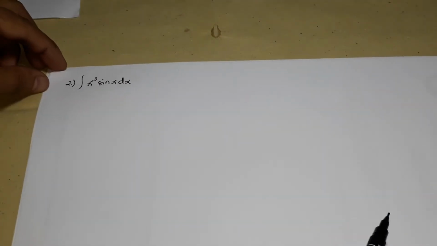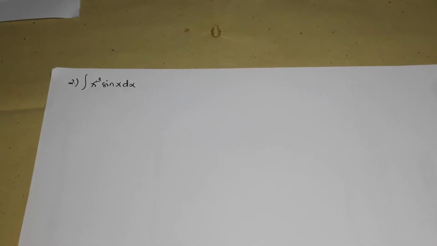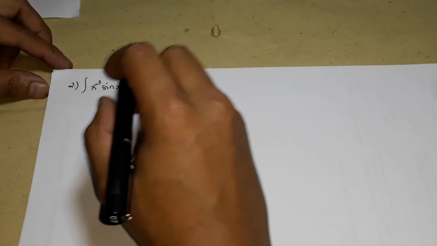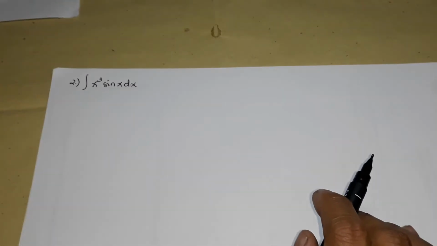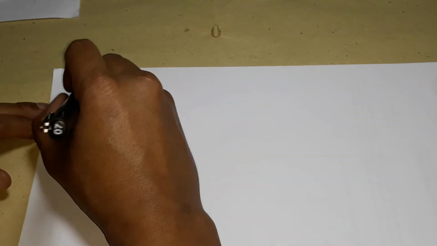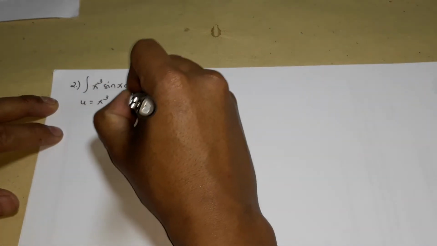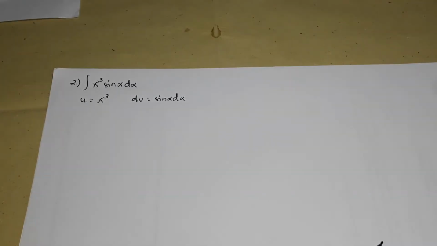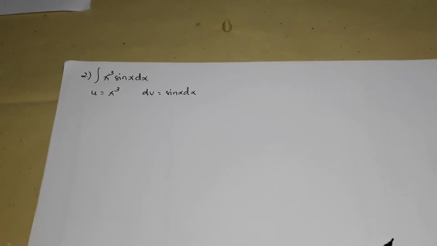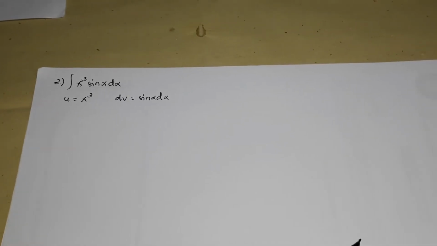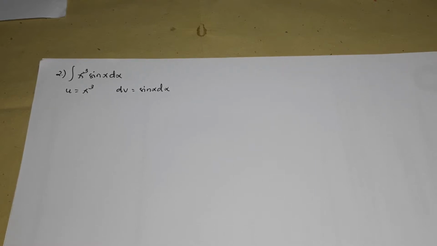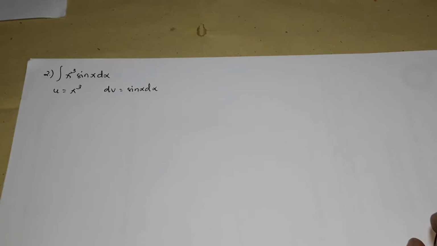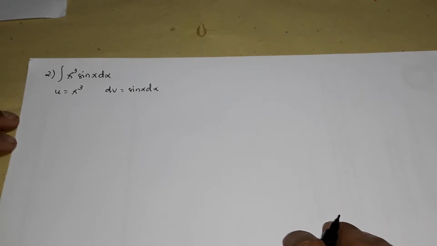So this time we take the case of an algebraic function and a trigonometric function of the form sine x. According to the acronym LIATE, the algebraic function comes first before the trigonometric function. So in this case, we have u equals x cubed, and dv is sine x dx. And then we just continue the procedure. We keep on applying the formula until the integral part will be a single function only.